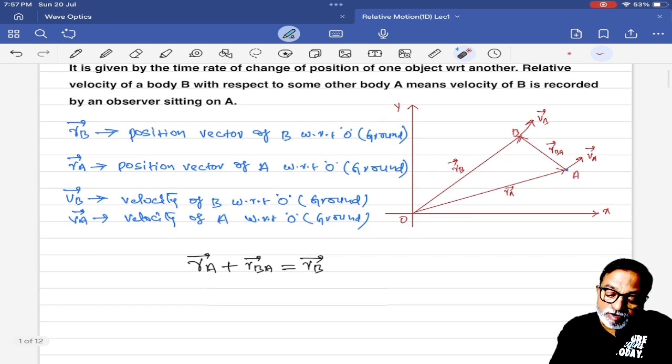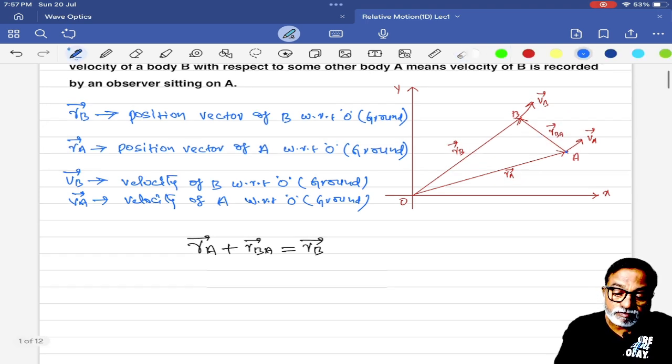See here in vector addition, this is the first vector. The tail of the second vector is taken at the head of the first vector. Then join the tail of the first vector to the head of the second vector. This is the resultant. Therefore, the resultant of RA bar and RBA bar is RB bar. Therefore, from this, the position vector of B with respect to A is equal to RB bar minus RA bar.